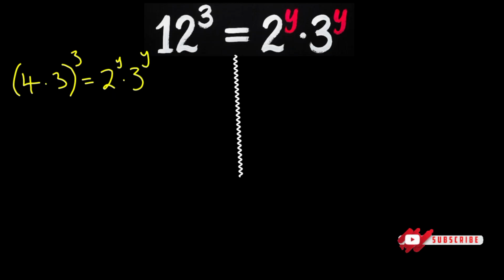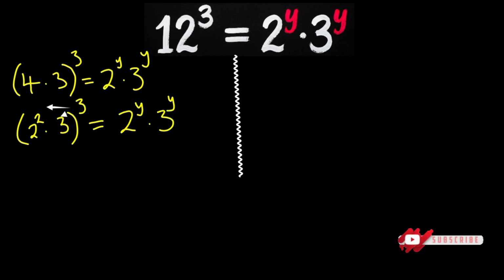Then according to the law of indices, we can rewrite 4 as 2 to the power of 2, and that times 3, all to the power of 3. It equals 2 to the power of y times 3 to the power of y. So we can go ahead to share this power, distribute it.